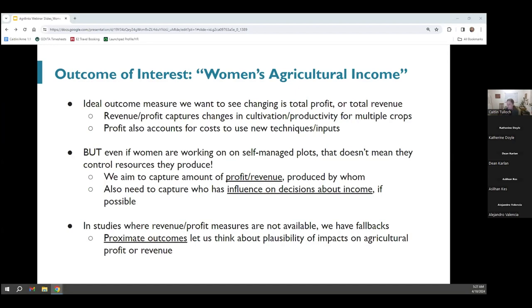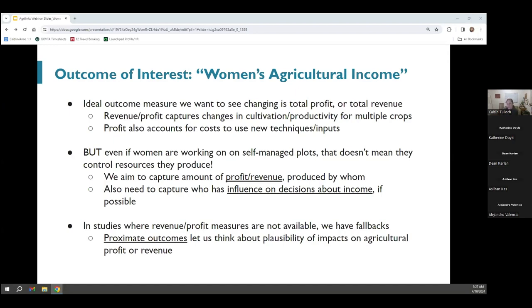It's twofold. On the one hand, this dollar value of profits and income, but on the other hand, measures of control and decision-making that allow women to actually dispose of those resources in ways that are meaningful to them. I do want to note, the literature on this has really grown and improved in recent years.